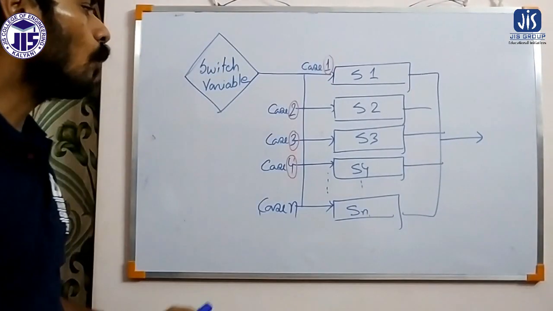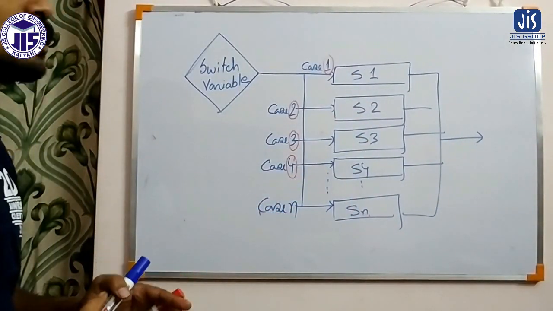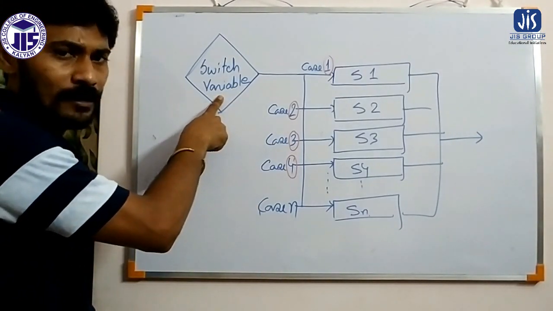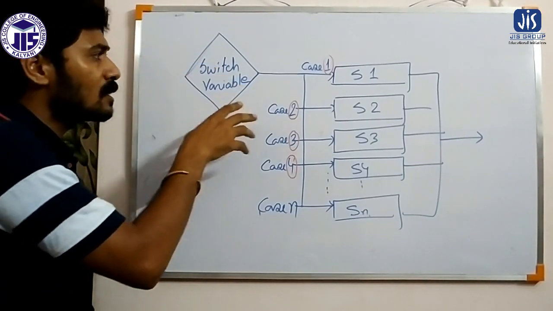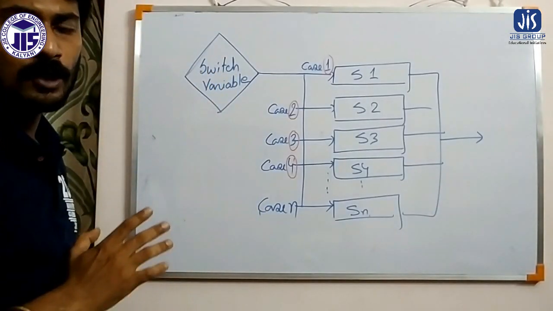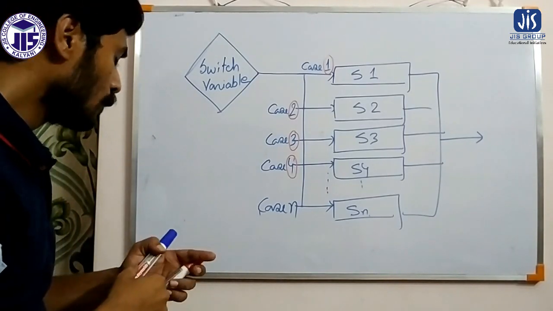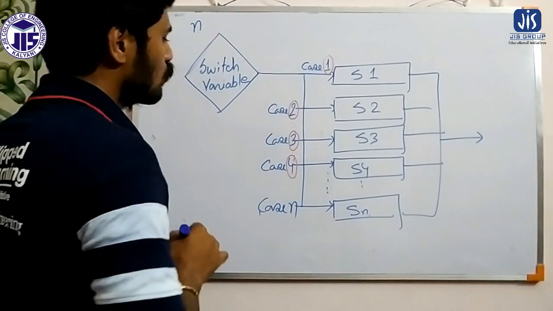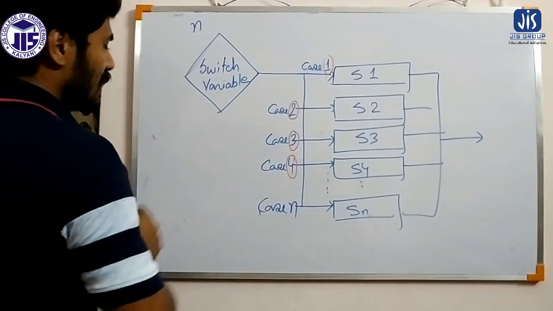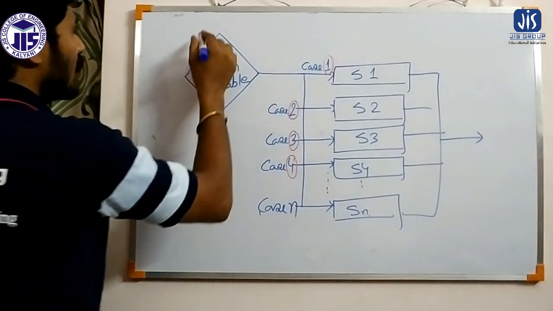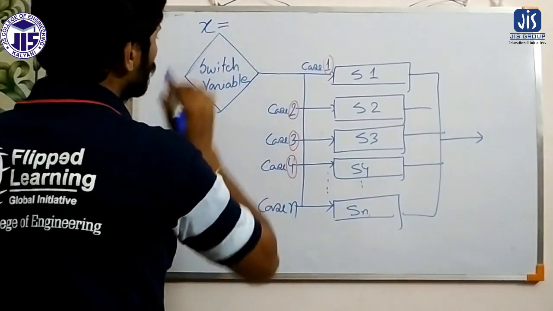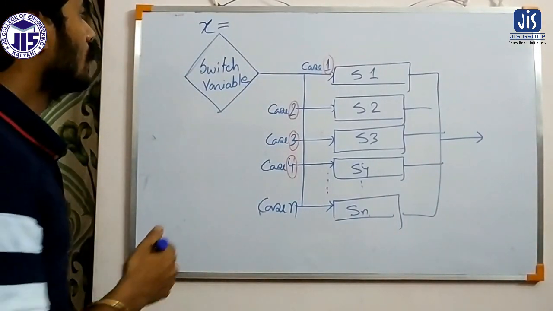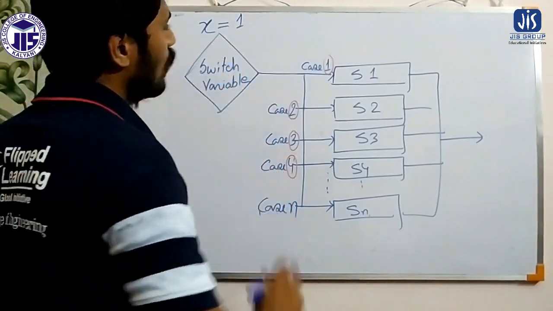Okay. So what basically will it do? It will check or match the variable that we have taken here as a switch variable. It will match the case value with the switch variable value. So, for example, we have taken a switch variable n. Okay, let us assume it is x, not n. Now this x variable must have some value. For example, the value of the x variable is 1.